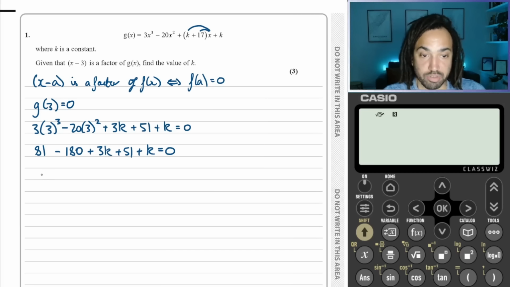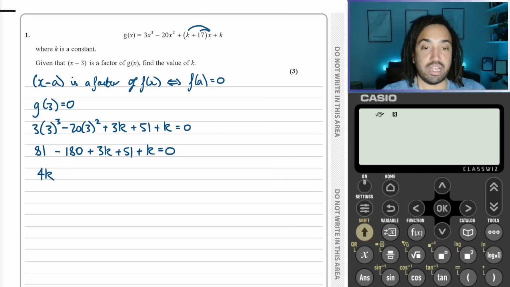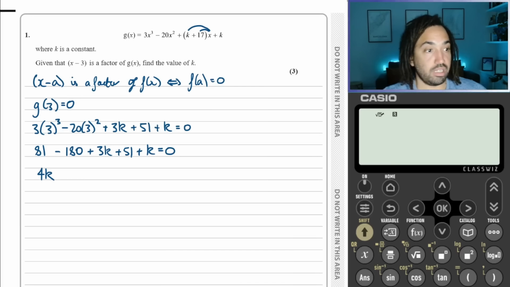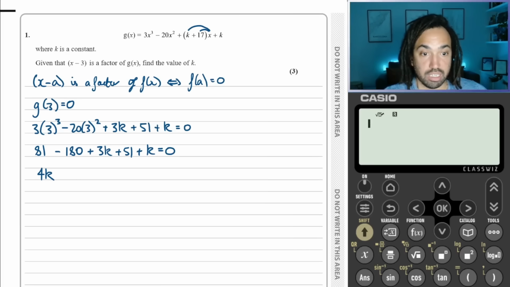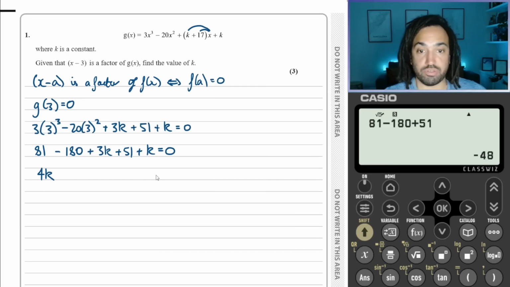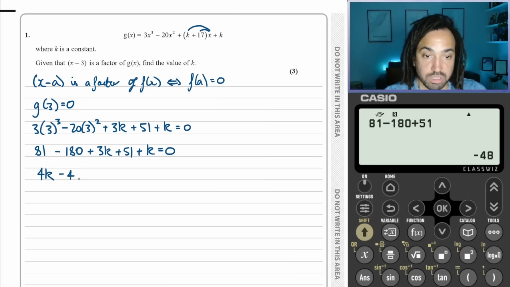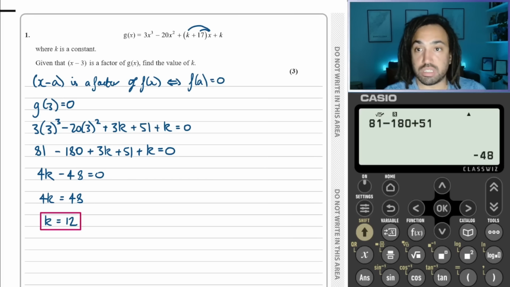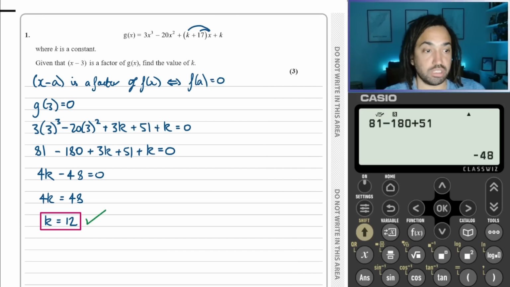Okay, let's collect up the k's. We've got 4k there, and then here we have, why not, let's just use the calculator here. We've got 81 minus 180 plus 51 to give us minus 48. So minus 48 equals 0. So we get that 4k is equal to 48. Divide by 4, k is equal to 12. Job done. Box it up. 3 marks. Let's move on to the next question.